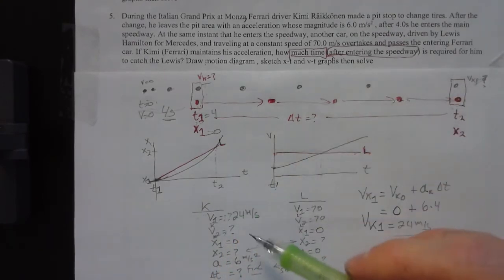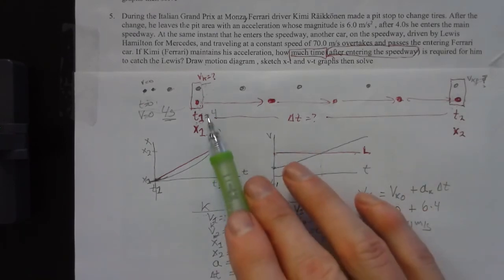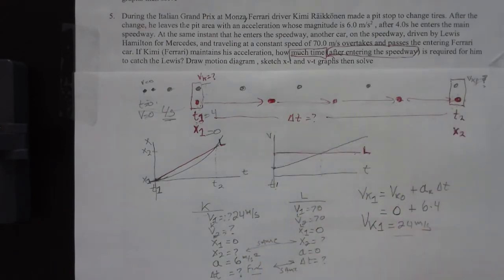Now it's important that we compare these time intervals that have the same displacement, because that's the time we want to find, and that's where we have a lot of information that agrees. Now, when we have these pursuit problems or chase problems, we know their final position has to be the same. So we're going to use that: x final for Kimi is equal to x final for Lewis.